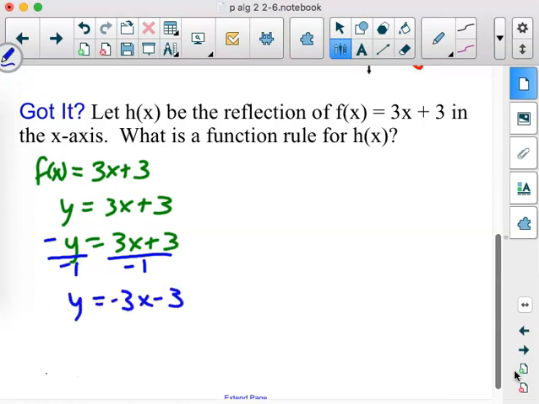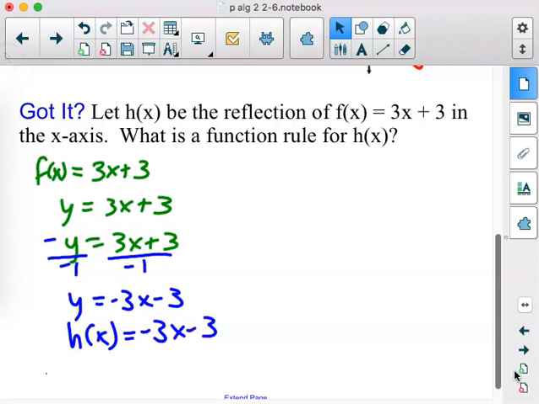And then they wanted us to give it a fancy name. They want it to be called h of x. So it's important that we're following the directions and making the name the new name that they wanted it to be. So again, you reflect over the x-axis, make the y negative. You reflect over the y-axis, make the x negative. And that will take care of those reflections for you.